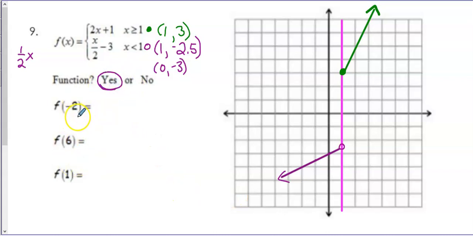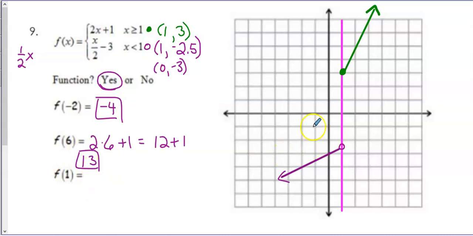And then f of -2, maybe I can look at the graph and yeah, I can see what that is. At -2 it is -1, 2, 3, 4. So I can just look at that. I don't even have to do the math. Just look at the graph. F of 6, yeah, I can't look at that because it doesn't go up high enough, so let's go ahead and plug that in somewhere. That is greater than or equal to 1. So that's going to be 2 times 6 plus 1. 12 plus 1 is 13. And then f of 1, I can actually look at that one and see where that one is. That's at 3. So I don't need to do the math on that one.